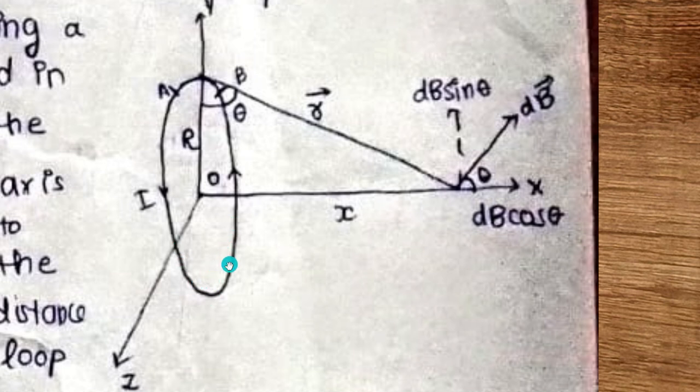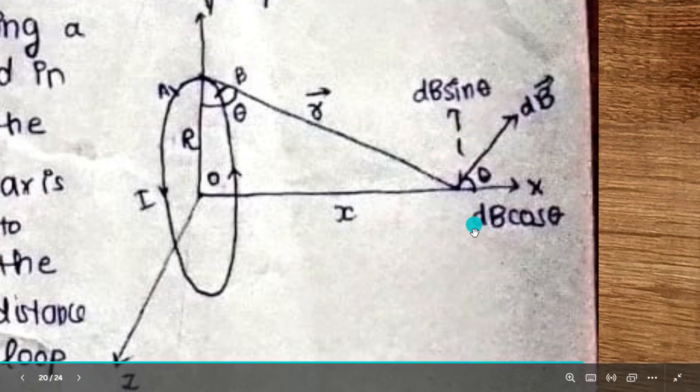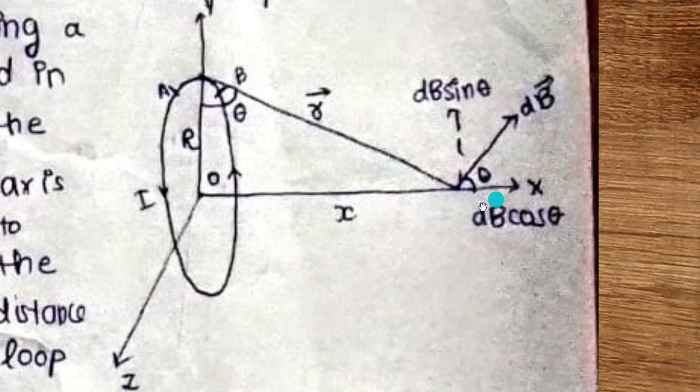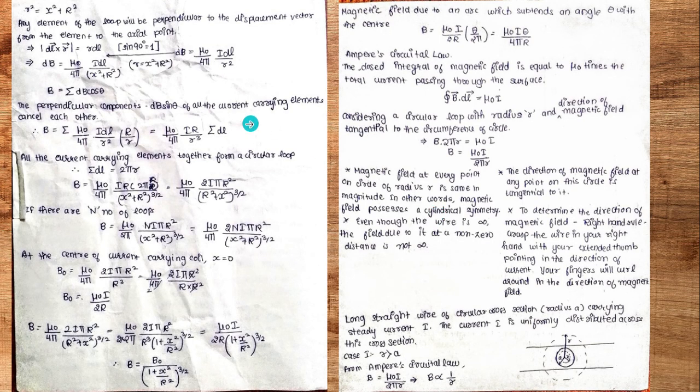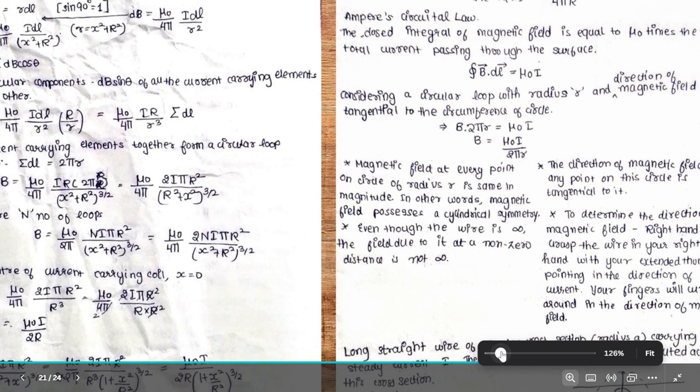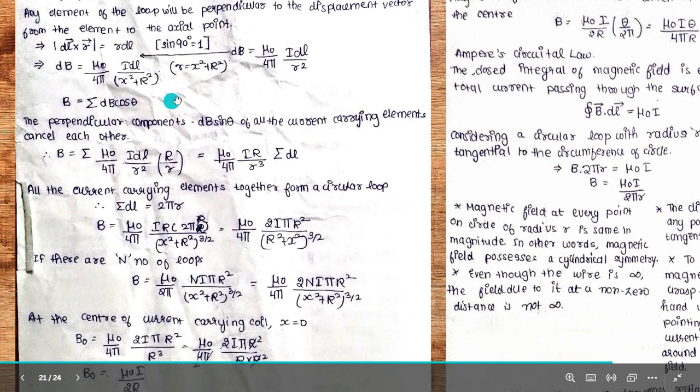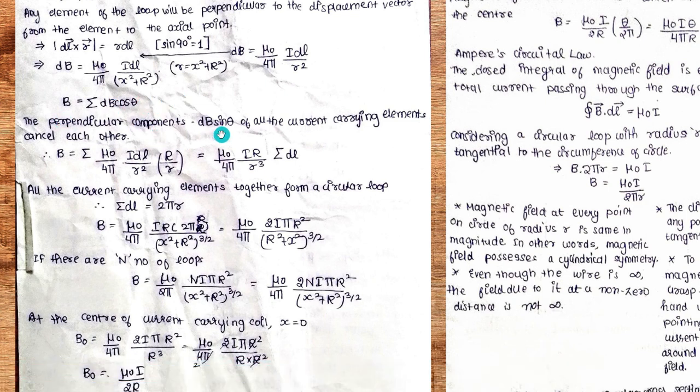So because of CD and because of AB, both the dB sine theta components will get cut off, and only the dB cos theta components will get added up. So we finally have our total magnetic field as the summation of dB cos theta. Now the perpendicular components, as we discussed, dB sine theta of all the current carrying elements cancel each other. So B is equal to summation of, substituting dB cos theta, that is mu naught by 4 pi I dl by r square. Now what is this capital R by r?